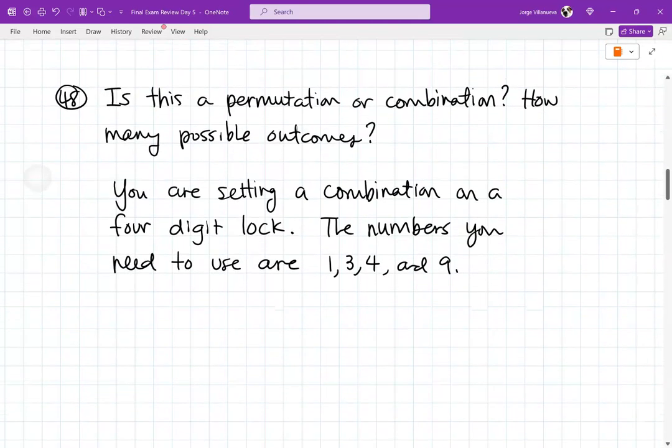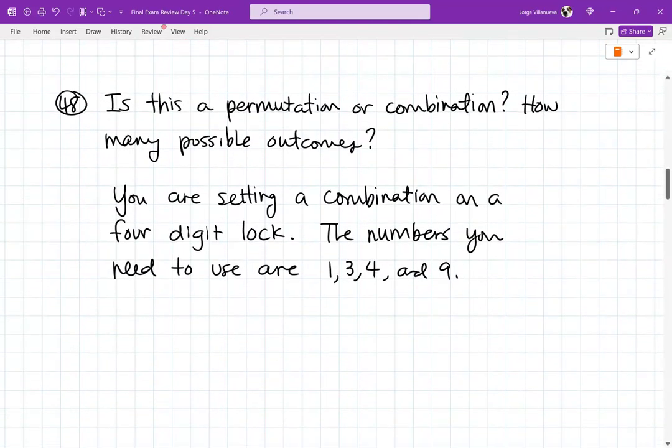So number 48 says, is this a permutation or combination? How many possible outcomes? So we're talking about setting up a combination of a 4-digit lock. The numbers you need to use are 1, 3, 4, and 9. Now notice, I have to use 1, 3, 4, and 9. I have to use all 4 of them.